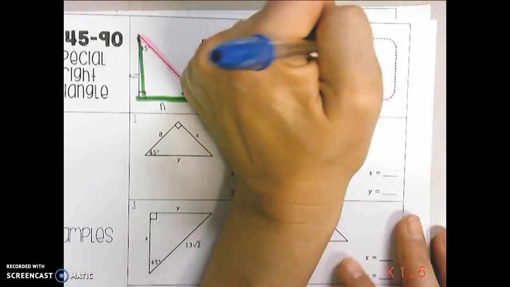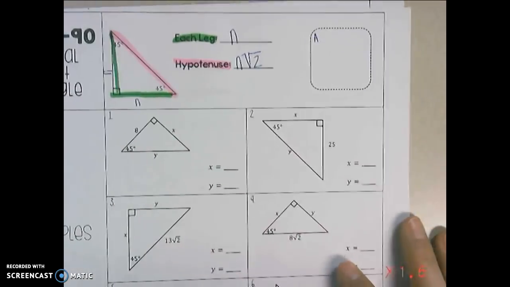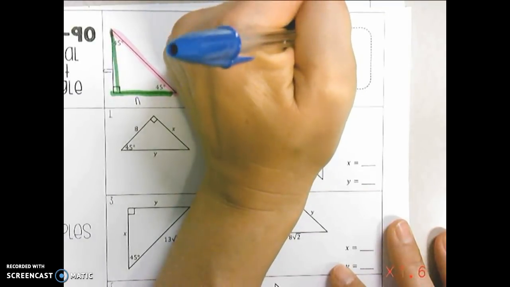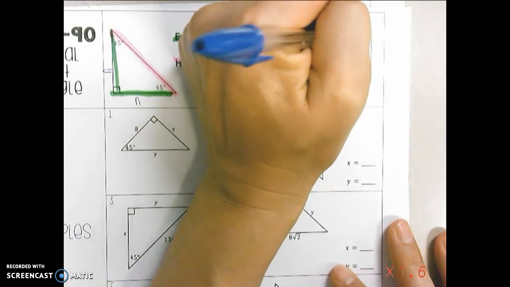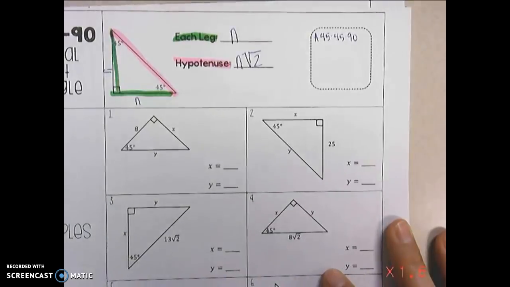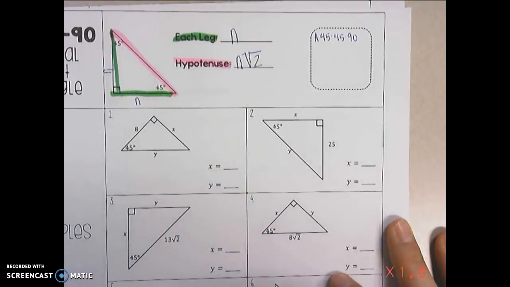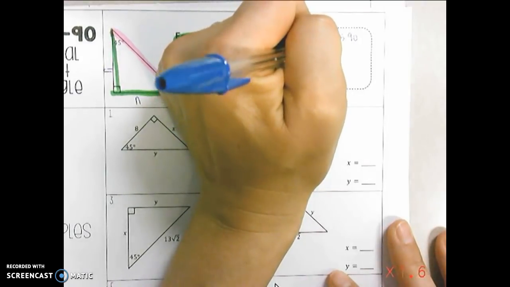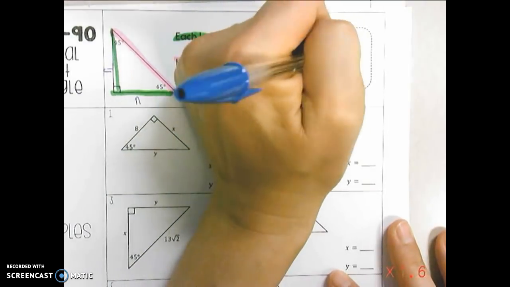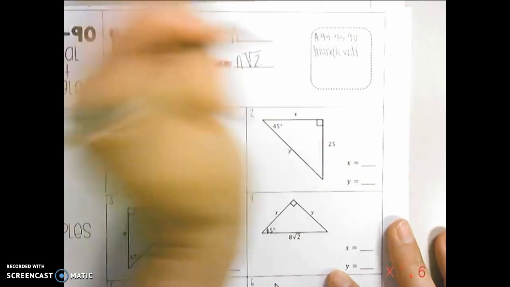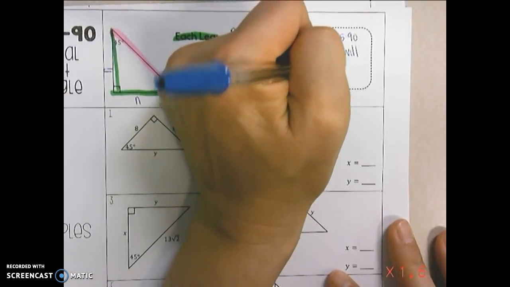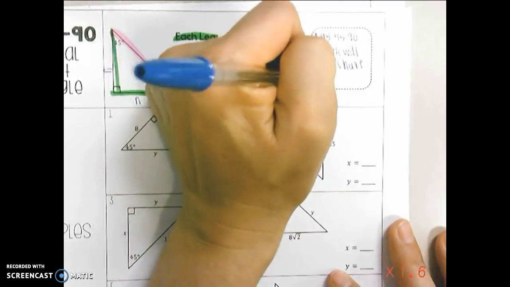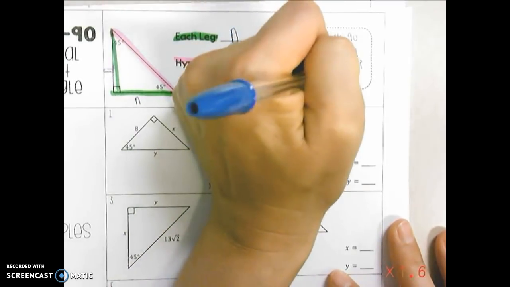So let's go ahead and take notes in this little box here. A 45, 45, 90 triangle will always have two congruent legs.